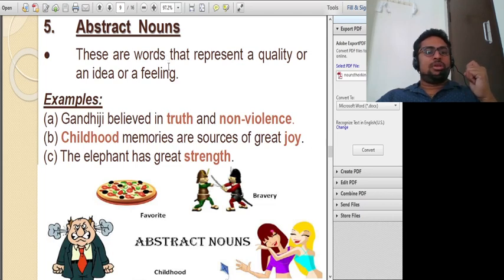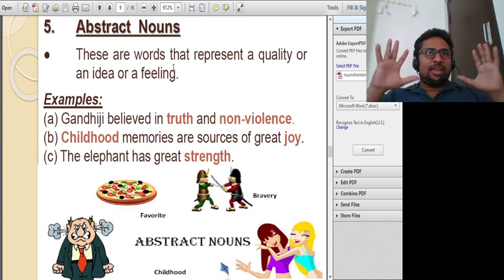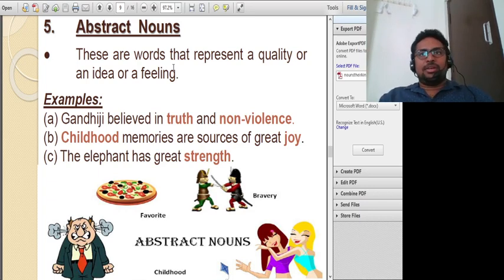Abstract nouns. An abstract noun represents a quality, an idea or a feeling. We use abstract nouns to talk about a quality, an idea or a feeling. For example, beauty. Are you able to touch that? Can you lift that beauty? No, we cannot lift it, we cannot touch it, but we can see it, we can feel it. Okay, truth.